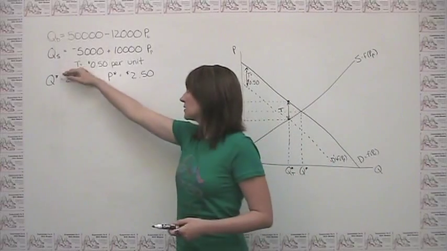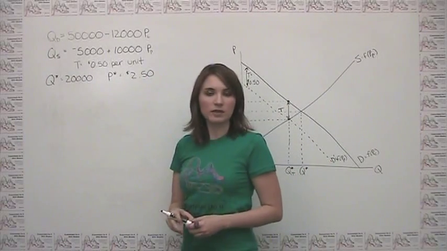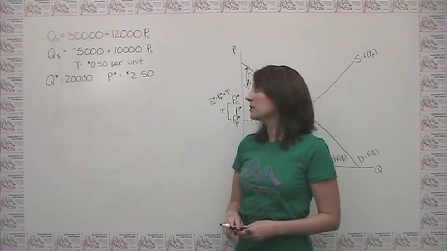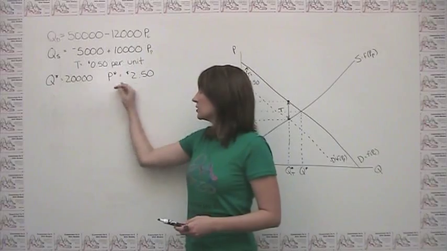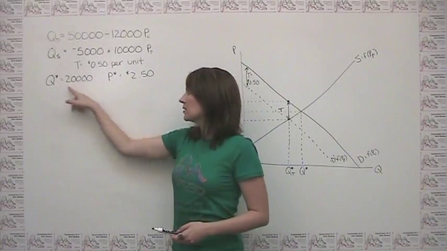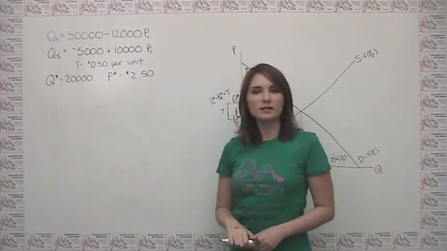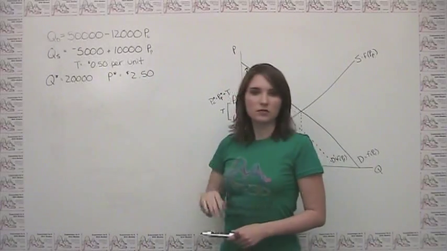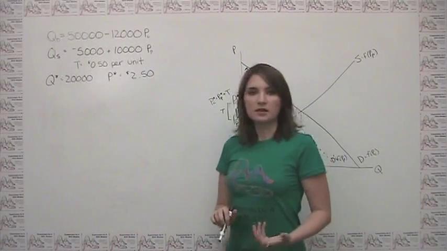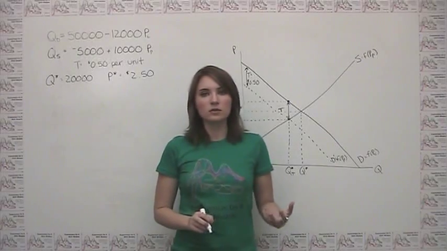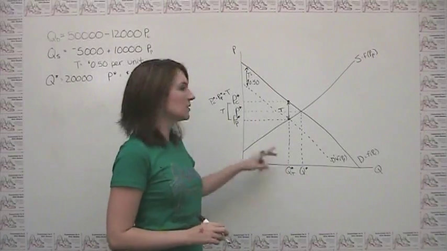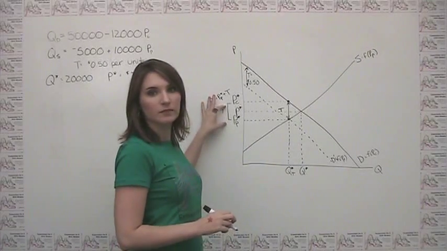Again, we have a tax equal to 50 cents per unit. And we can also recall from our previous example that when we solved for the original no tax equilibrium price and quantity, we got that the equilibrium quantity was equal to 20,000 and the equilibrium price was equal to $2.50. So then we want to ask ourselves, what algebra can we do in order to figure out quantitatively what this new quantity is and what these new prices are?